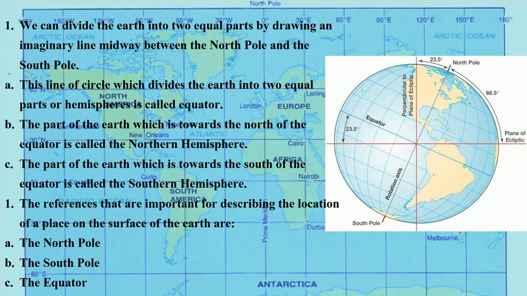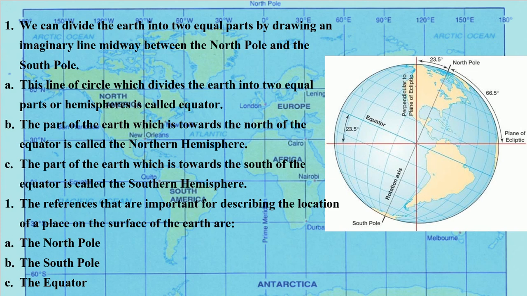As you can see here, the equator has been drawn in the middle, midway between the north pole and the south pole. So the equator is a great circle. This great circle divides the earth into two halves, as we have already discussed. The half portion of the earth to the north of the equator is called the northern hemisphere, and the half portion towards the south is called the southern hemisphere.